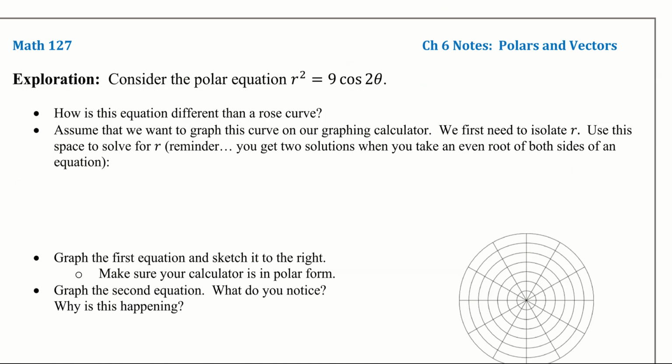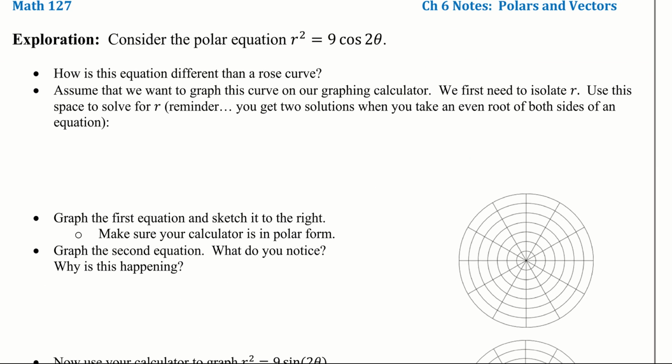All right, we are at the very last part of this. We have an exploration. We're going to look at the polar equation r squared equals 9 cosine of 2 theta. So the first thing, how is this different than a rose curve? How is this different than a rose curve? Rose curves would look like this. r equals a times the cosine of n theta, or r equals a times the sine of n theta. But what they don't have is they don't have the r squared.